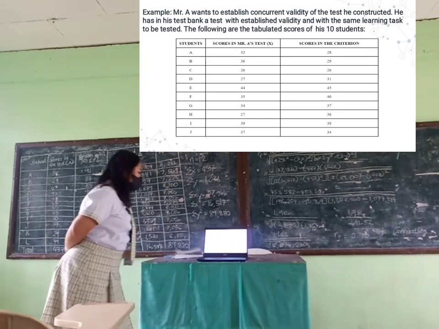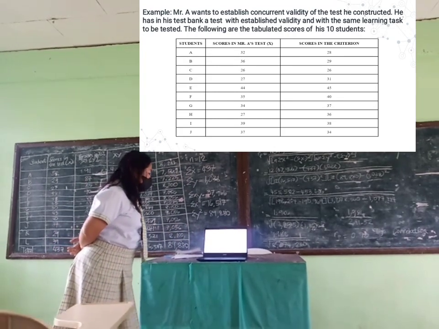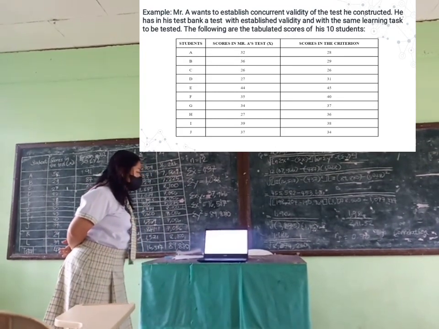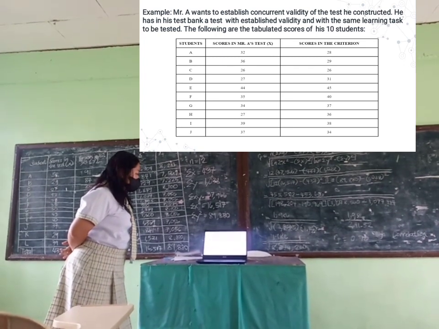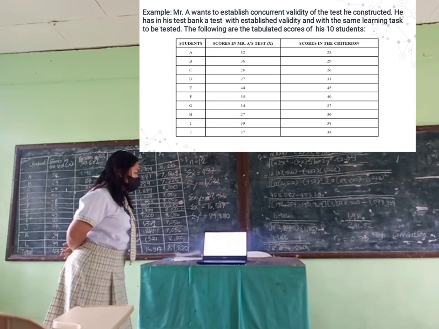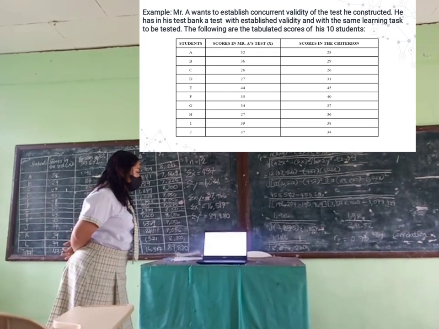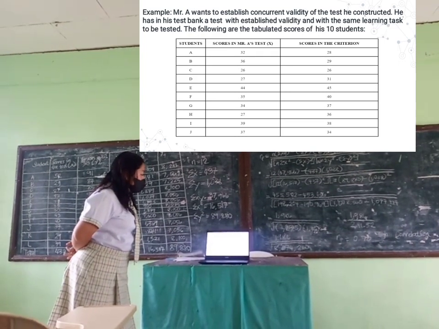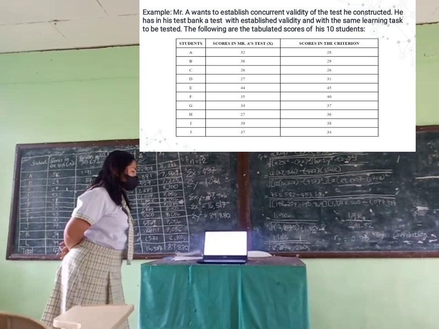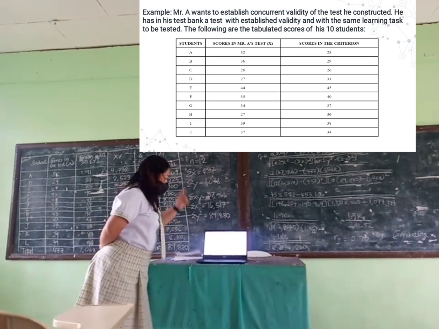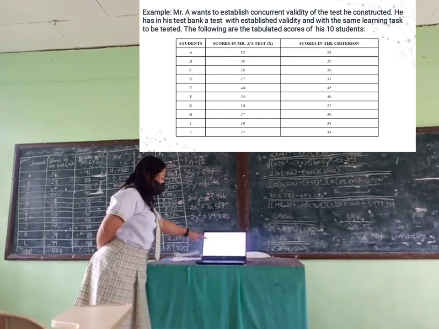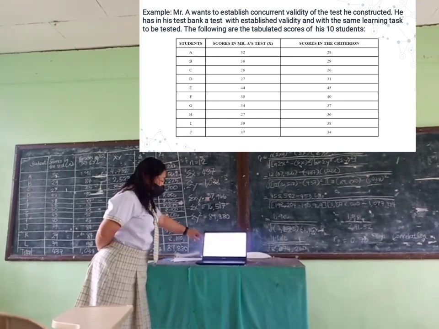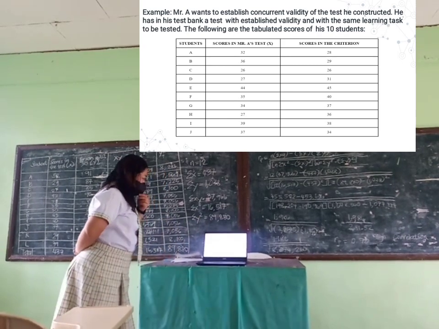Example of concurrent validity. Mr. A wants to establish concurrent validity of the test he constructed. He has in his test box a test which establishes validity with the same learning task to be tested. The following are the abilities of his 10 students. The first student stands for letter A, the second is B, and so on.